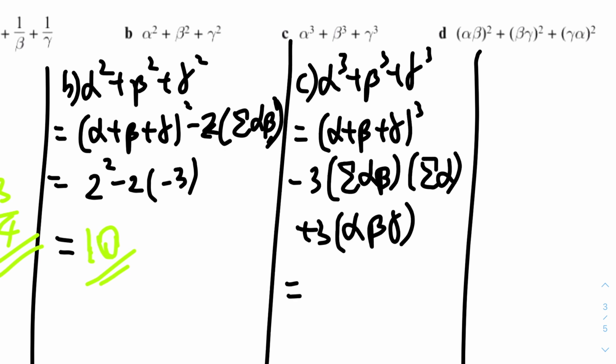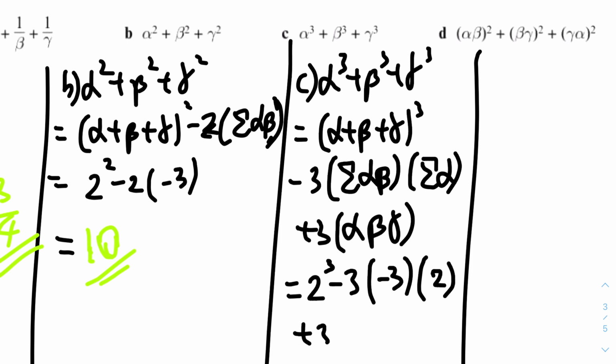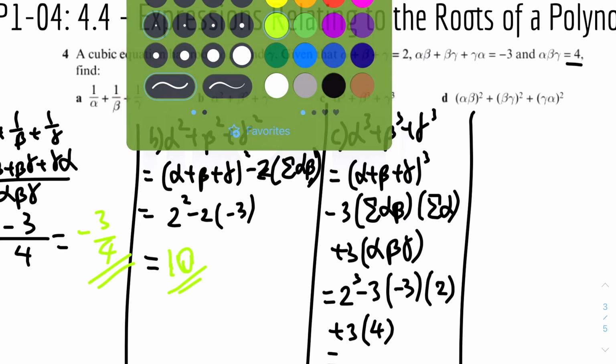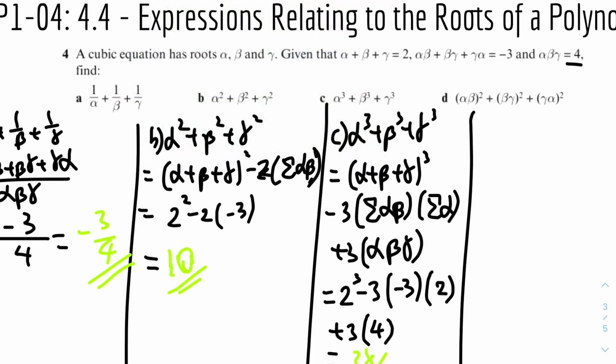So alpha plus beta plus gamma cubed is equal to 2 cubed, which is 8, minus 3 times the sum of product pairs, which is minus 3, times the sum of roots, which is 2, plus 3 times the product of the roots, which is 4. And this simplifies to 38.